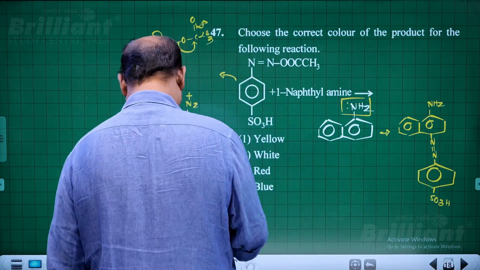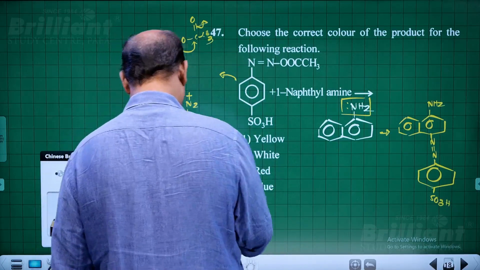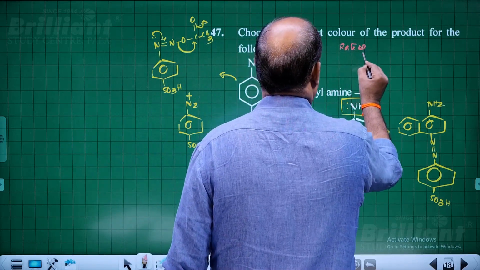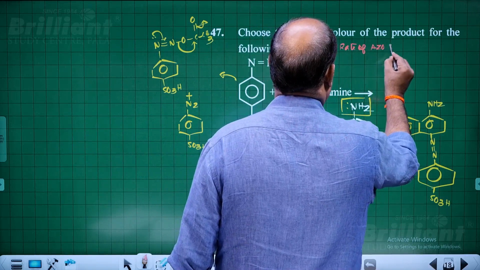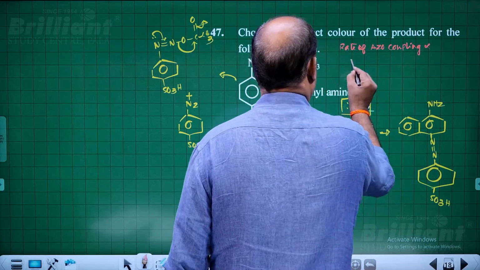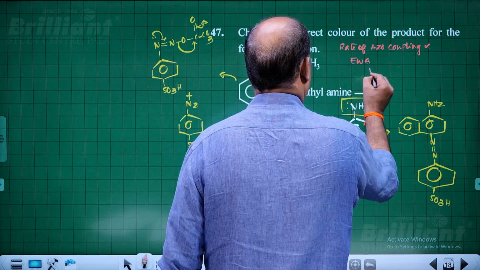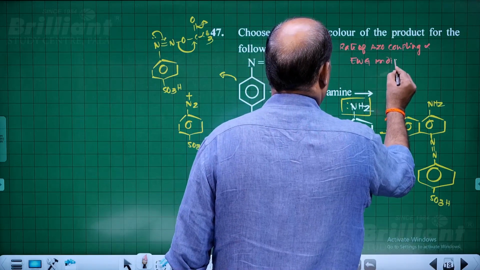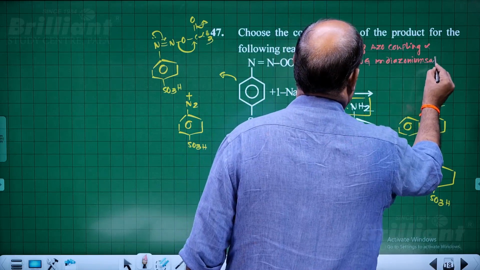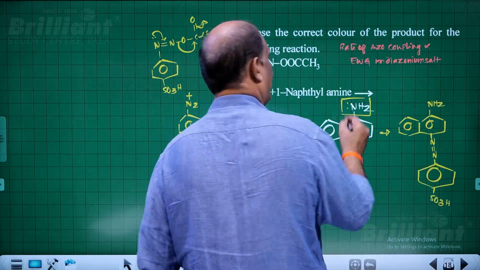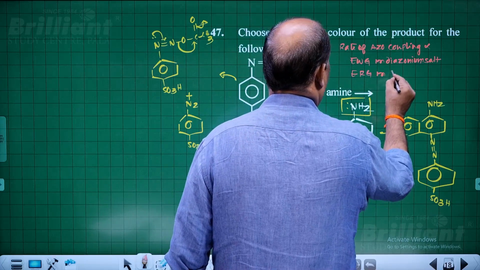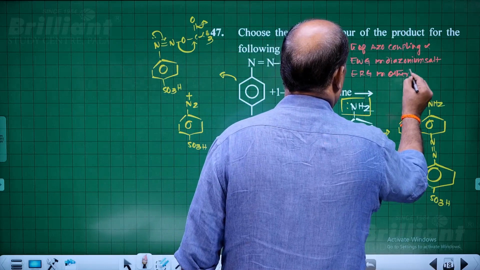Rate of azo coupling is directly proportional to the electron withdrawing group in the diazonium salt, and the electron repelling group in the other coupling component.